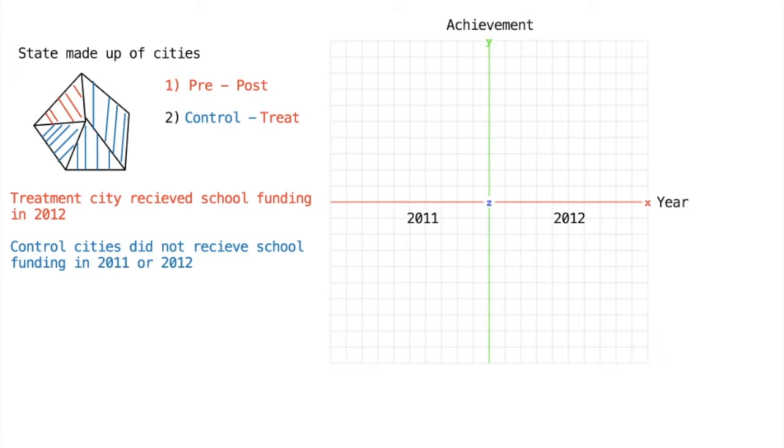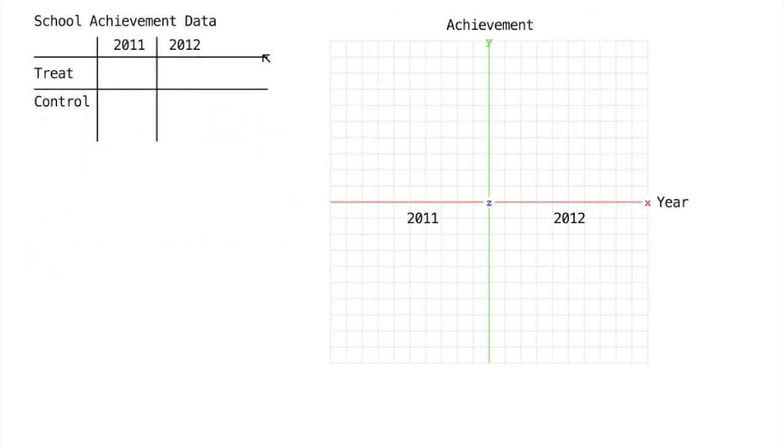Now that we have some understanding of the data environment, let us take a look at the example dataset. This is a school achievement dataset where we have 2 time periods, 2011 and 2012. We also have 2 types of cities, the treatment city which received school funding in 2012 and the remaining cities that did not receive the school funding are in the control group. Let's first plot the achievement data for the control cities. In the control cities, the school achievement increased from 65 points in 2011 to 70 points in 2012. This is a 5-point increase in school achievement over time in the control cities.